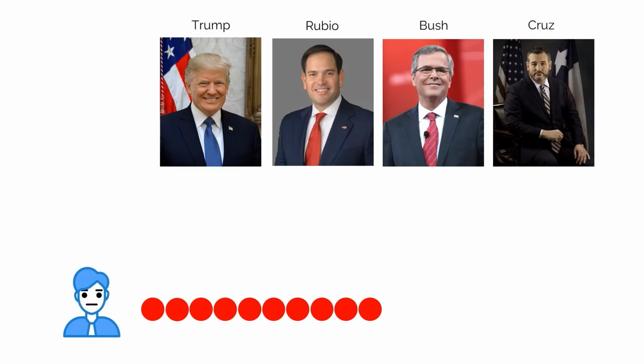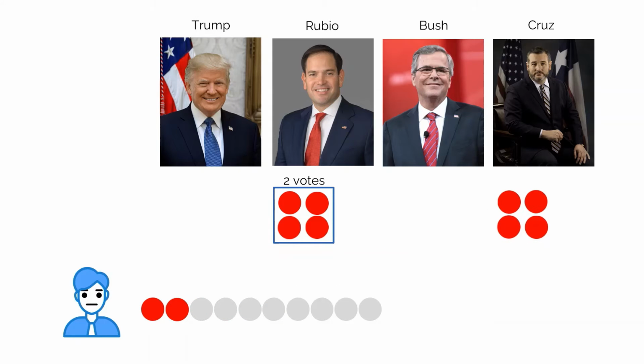For another voter, this may be different. He may like Rubio and Cruz equally much and therefore pays Rubio 4 points for 2 votes and Cruz 4 points for 2 votes. With one of his 2 leftover points, he decides to pay 1 point to give Bush 1 vote and decrease Trump's chance of winning.